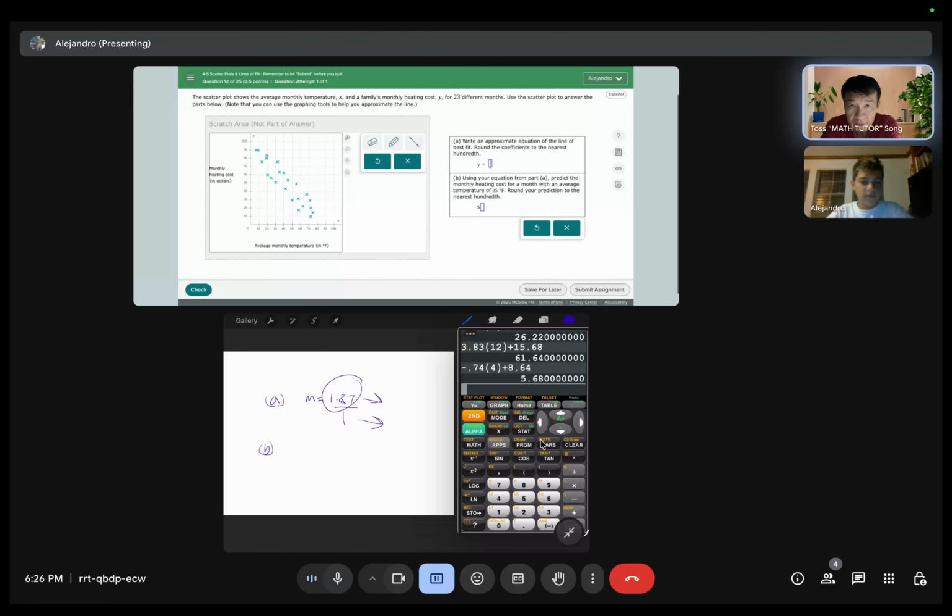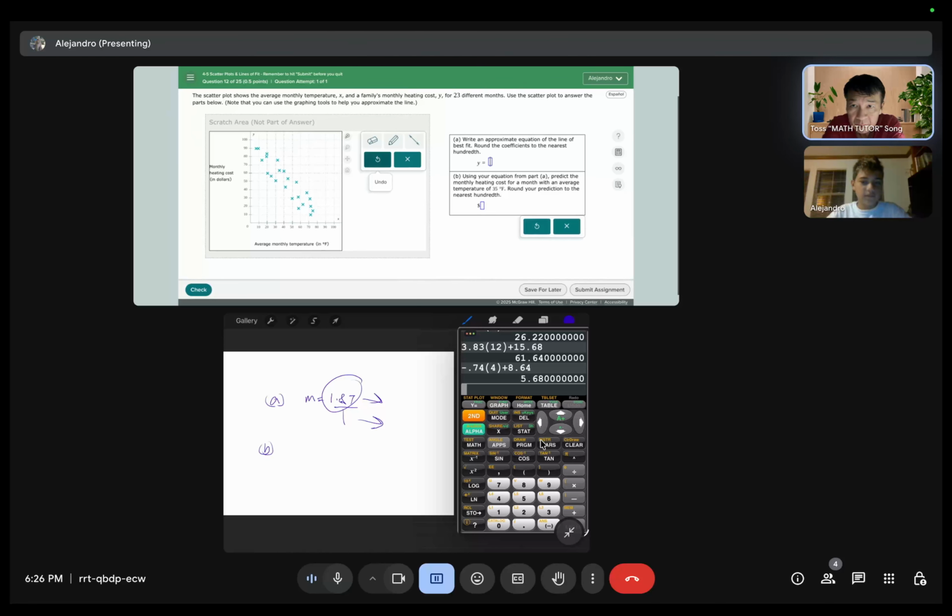All right. I think you're about to do another one, but let me see. Let's look at the details on top here. The scatter plot shows the average monthly temperature x and the family's monthly heating cost y for 28 different months. And I guess those are the months that are the x's, I assume. Use the scatter plot to answer the parts below.